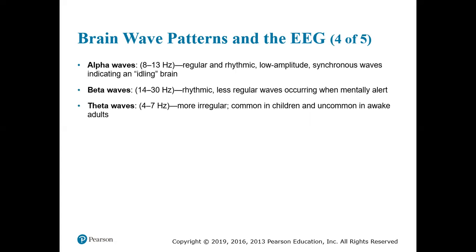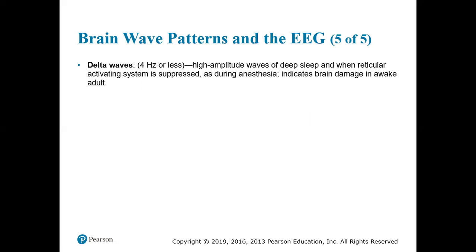Beta waves are rhythmic, less regular, occurring when mentally alert. And theta waves are more irregular, common in children and uncommon in awake adults. Theta waves are the waves when you're in a meditative state, or sort of floating into sleep, but you're not quite sleeping. Delta waves, this is REM sleep waves.